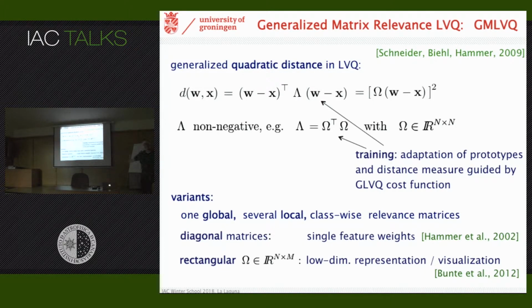So if you have 1,000-dimensional feature vectors, you don't want to use really a 1,000 by 1,000 relevance matrix. That could get expensive, right? But you can use a 1,000 by 10 matrix omega, which then produces a low-rank lambda. And intrinsically, in this space, you use a low-dimensional representation of the data. So you can play with this a lot. I will stick with the basic variant where we use one global lambda, which is n by n.